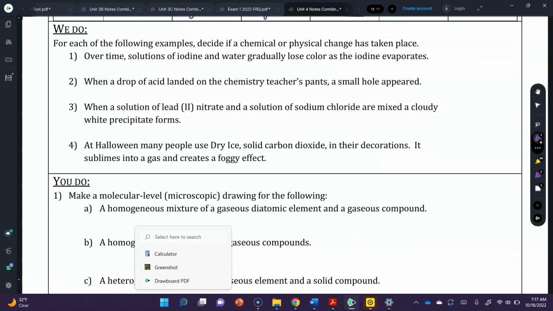For each of the following examples, decide if a chemical or physical change has taken place. Over time, solutions of iodine and water gradually lose color as the iodine evaporates. So our key word here is evaporate. And if we look back in the notes, we see that that is an indication of a phase change from a liquid to a gas. And so since that is a phase change, it is a physical change. And so this would be physical.